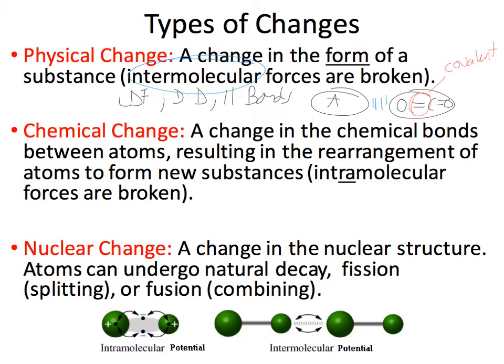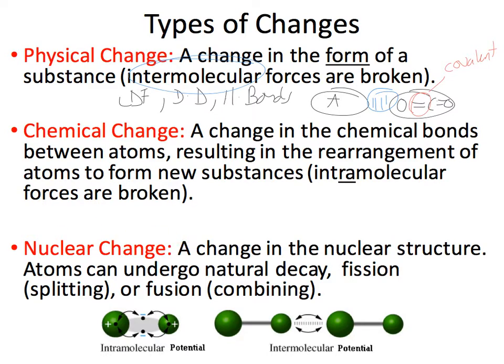Now, because this is CO2 and this is nonpolar, what we're going to expect is that these forces are London dispersion forces. Now, a chemical change is when we have a rearrangement of the atoms to form brand new substances, and this is due to the breaking and formation of those intramolecular bonds. So it could be covalent bonds, it could be ionic bonds, and so on and so forth.